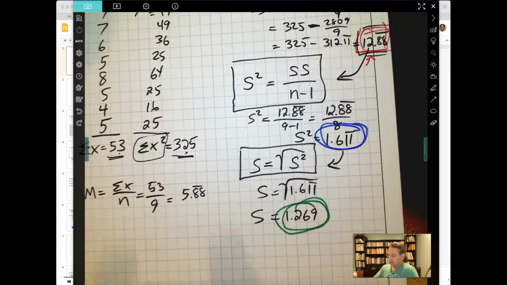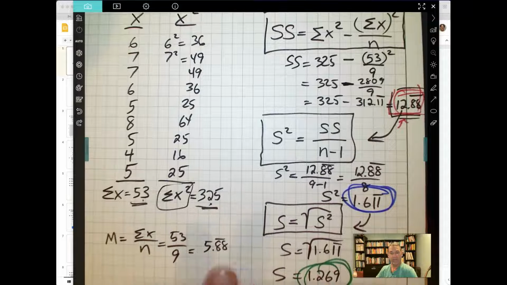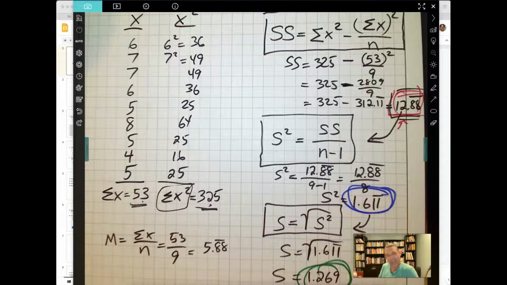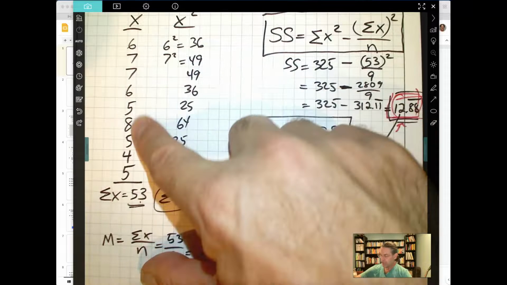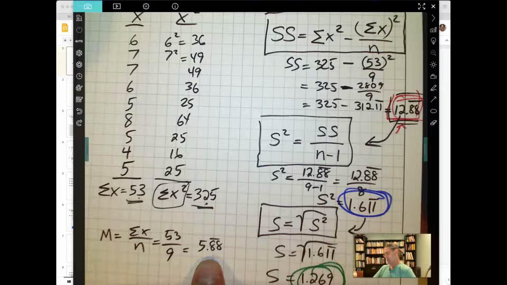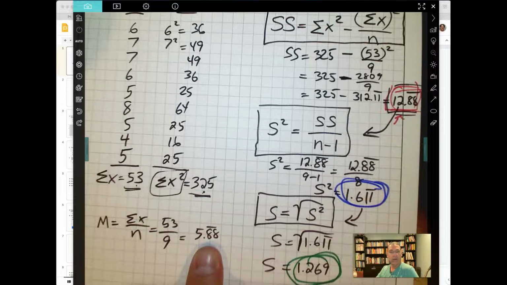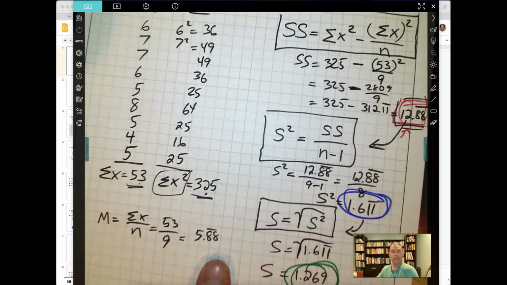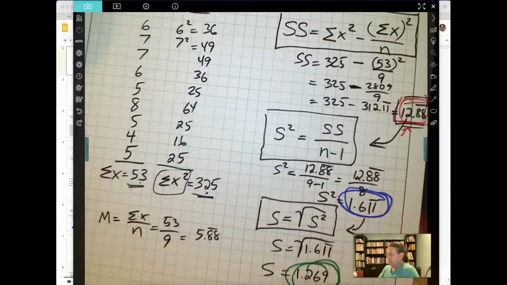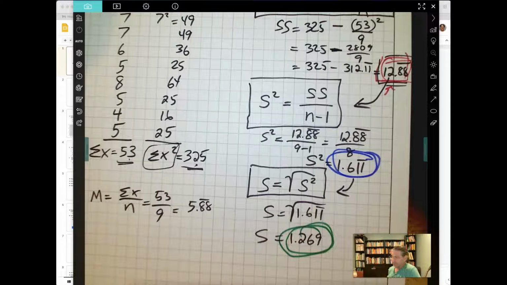And so that's where, if we subtracted all of these scores from the mean of 5.88 and essentially averaged them, they should average out to about 1.2. So some of these have deviations, like the 8 is 2.22 away from the mean. The 4 is 1.88 away from the mean. But the 5 is only 0.88 away from the mean. The 6 is only 0.22 away from the mean. So the average deviation ends up being 1.269.